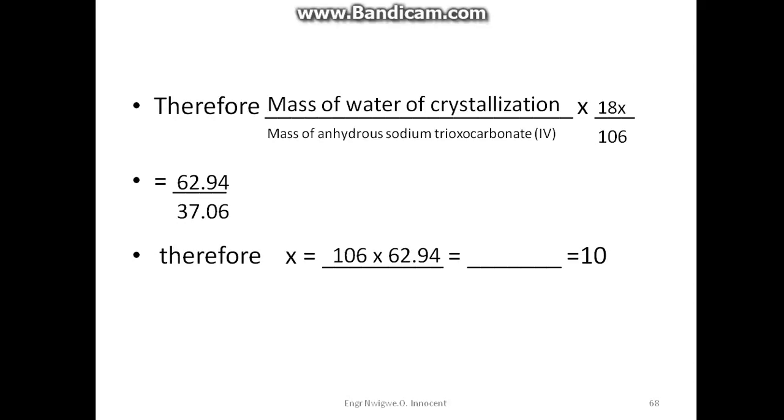106 times 62.94 all over 37.06 times 18, which will give us 6,671.64 over 667.08. Then the water of crystallization will become 10 molecules.